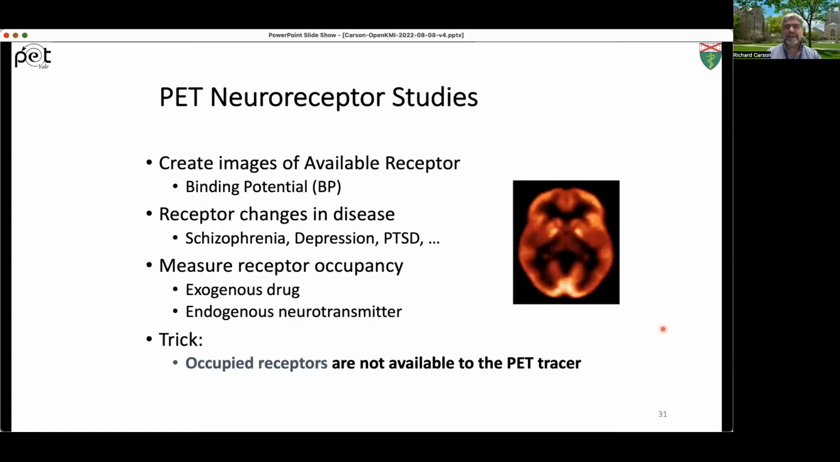And one other aspect that's worth mentioning for the receptor studies is, well, we're sensitive to the available receptors there. So we can look at how they change in a disease, but we can also look at what's going on with either outside drugs or the neurotransmitters, because since we're working at tracer levels, if the receptors are occupied, we cannot measure them with a PET study.